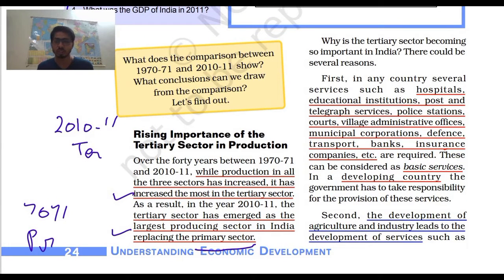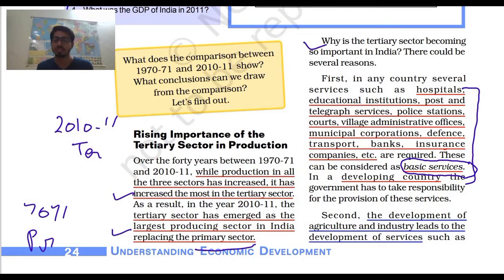So here one question comes. Why is the tertiary sector becoming so important in India? Let's see the answer. You can see there are various services which have increased over a period of time. These are all basic services. Without these services, we cannot say that a country is developed.